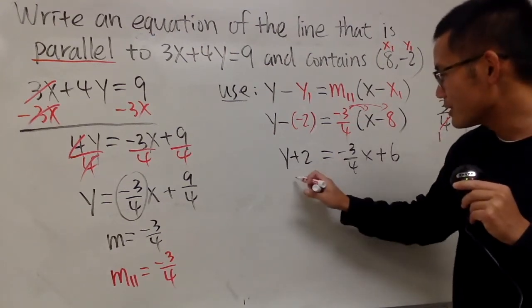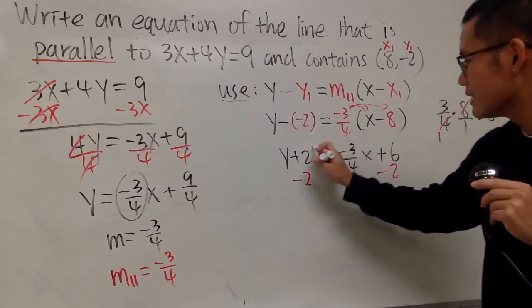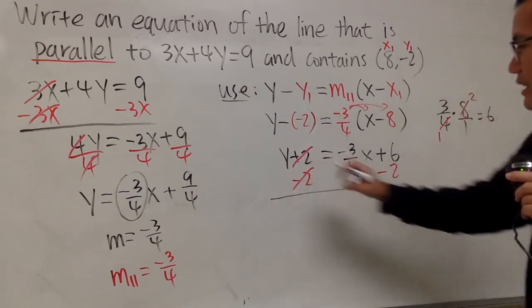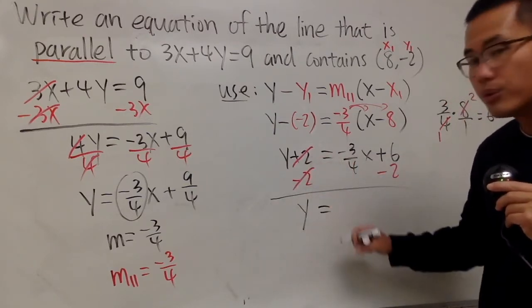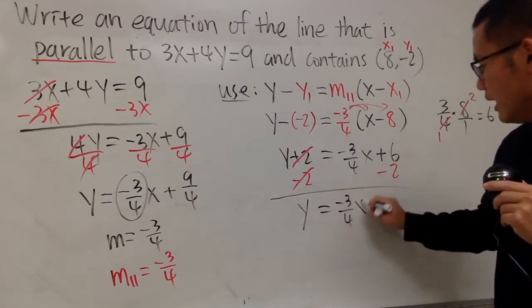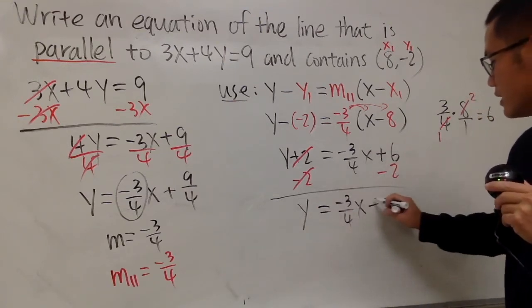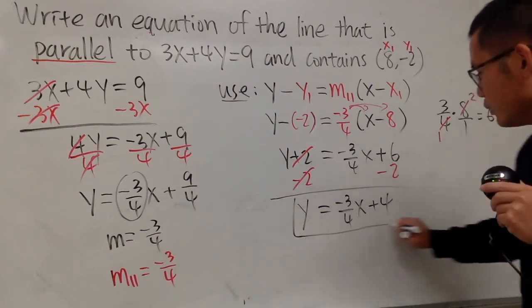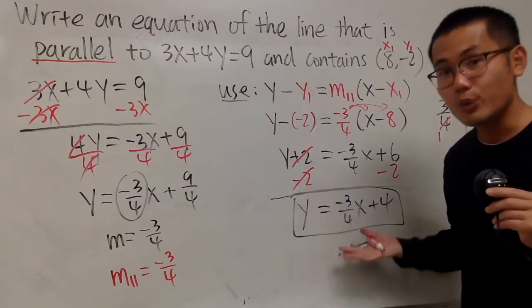Finally, we just subtract 2 on both sides so that we get the y by itself, and that's equal to this, which is negative 3 over 4 x, and 6 minus 2 is positive 4. And with that, yes, we are done.